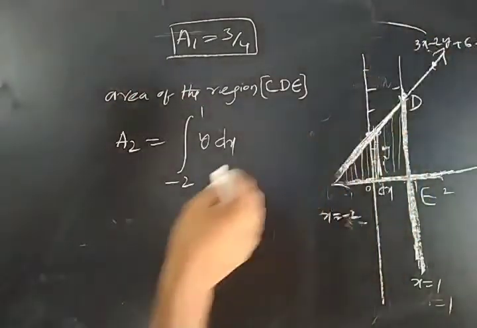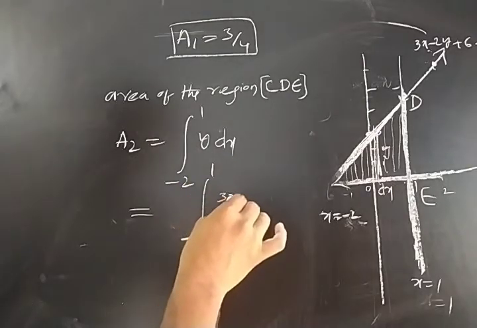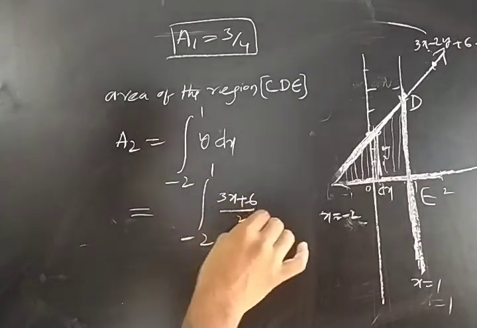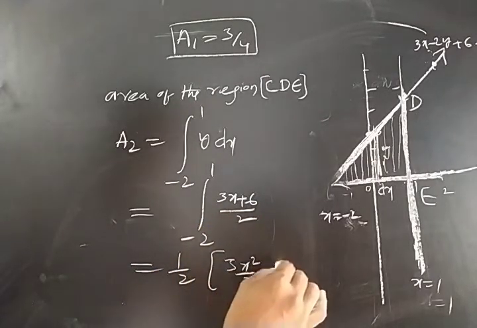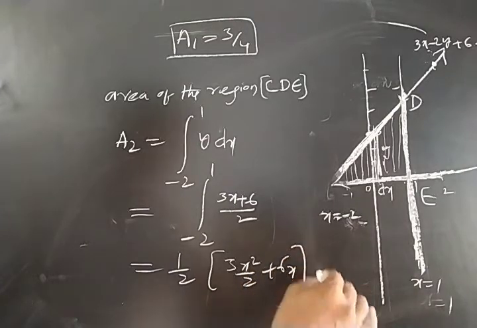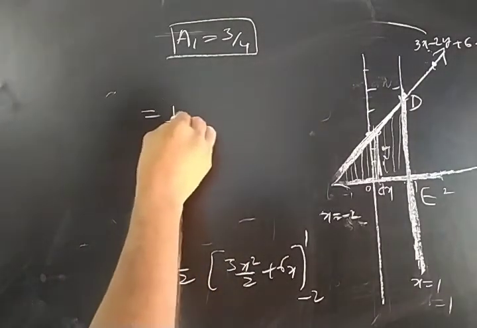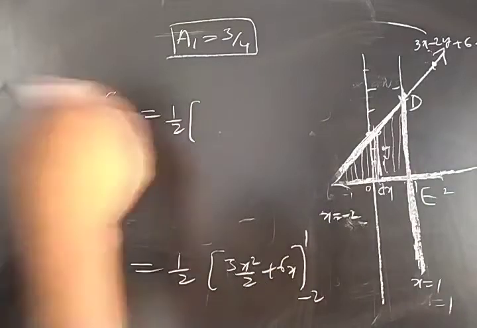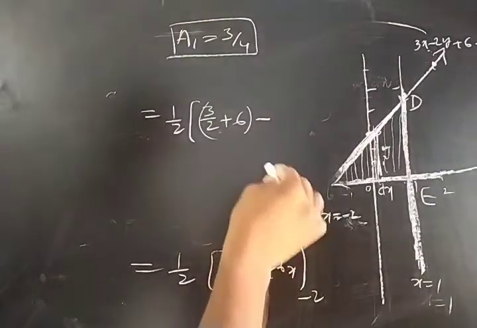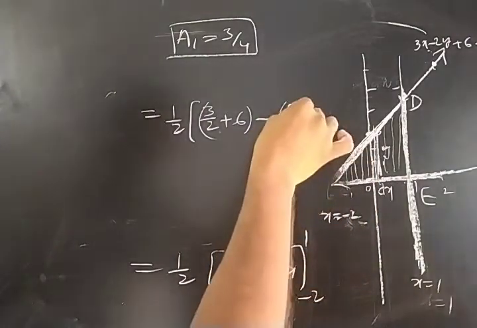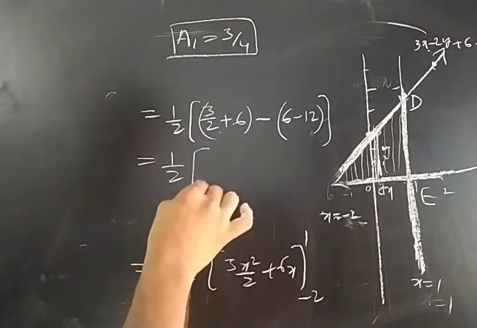So y dx. So from the line again, this is minus 2 to 1, (3x plus 6) by 2. So I am taking 1 by 2 common. By integrating this, 3x square by 2 plus 6x. Now substitute the lower limit and upper limit. By substituting upper and lower limits in this, we will get 1 by 2. Upper limit is 3 by 2 plus 6 minus lower limit. By substituting lower limit, we will get 6 minus 12.